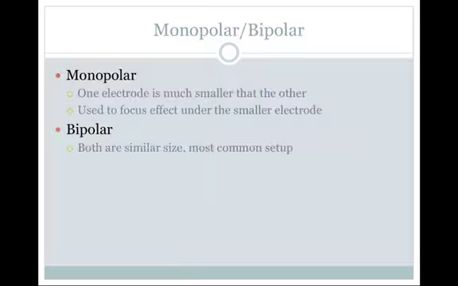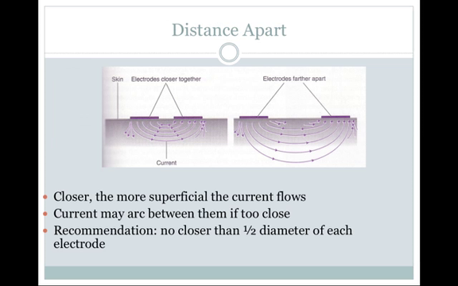Okay, and so you'll also hear the terms monopolar and bipolar. A monopolar setup is what we talked about just a second ago, one where we've got an electrode that's much smaller than the other. And then bipolar, and that's typically what we're using on just about everything else, is where both the electrodes are a similar size. Mainly for terminology, so if you see those terms, you'll know what someone's talking about.